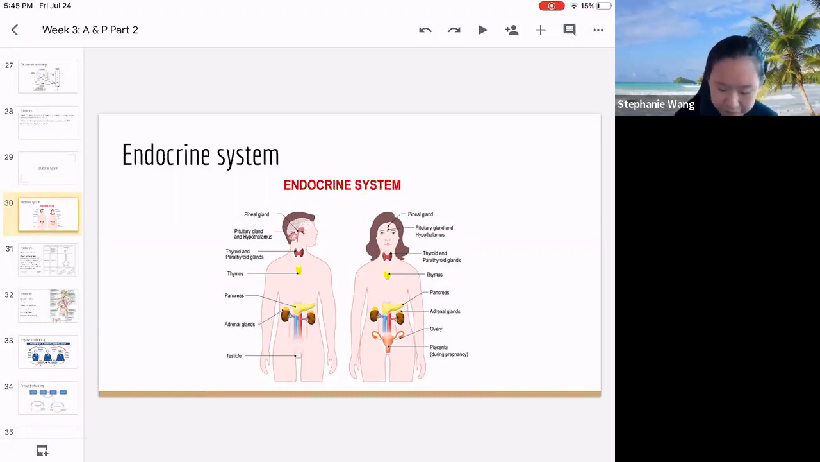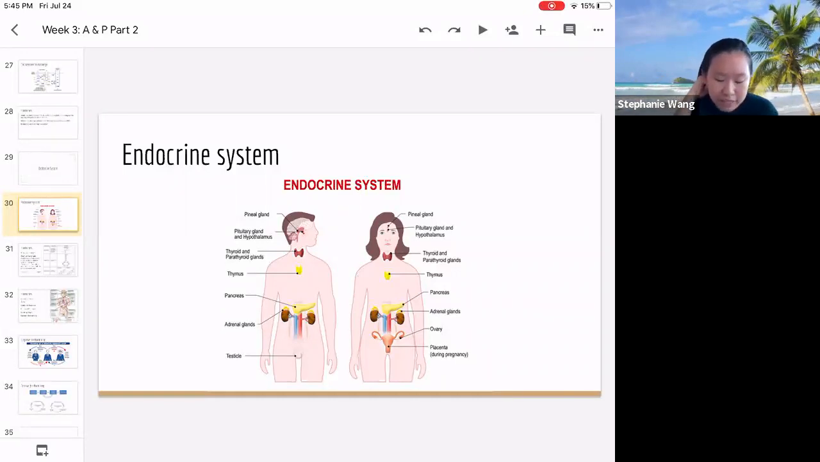Next, we have the adrenal glands on top of the kidney. And I actually did not realize this until not that long ago, but renal means kidney and adrenal means it's on top of the kidney. So that's why it's called the adrenal gland.